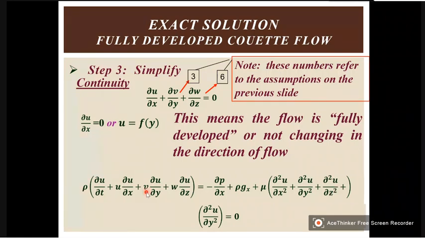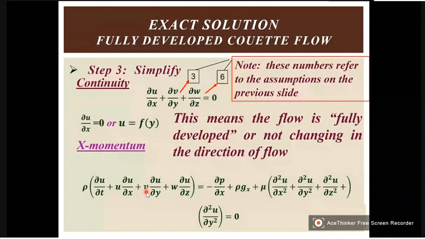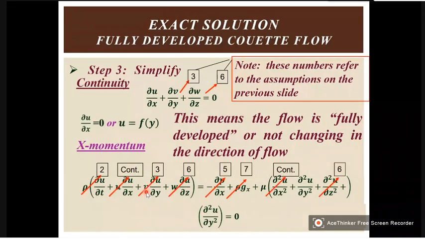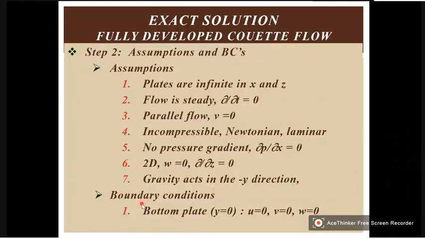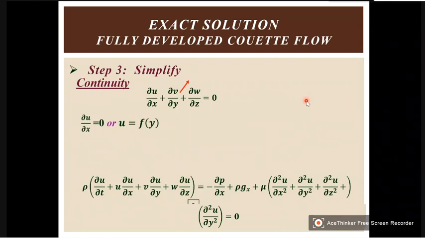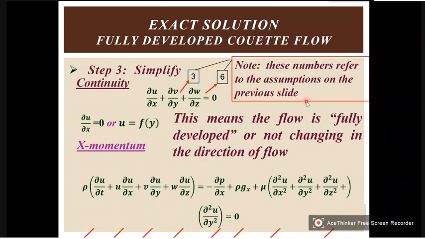Now this equation, again, this x momentum equation. Here I have shown which terms will vanish. Now dou u by dou t will vanish. Why? Second assumption. What is the second assumption? Second assumption is the flow is steady. Dou by dou t is equal to 0. So that is how it is.